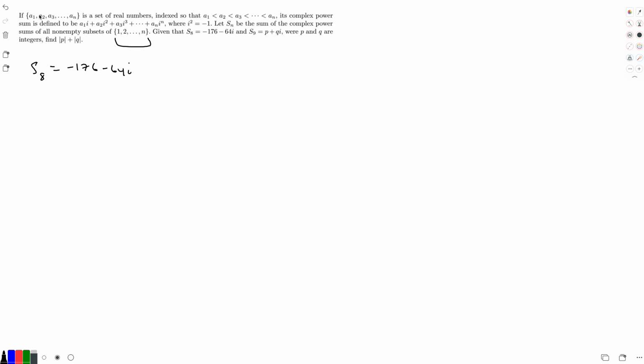For any subset a1, a2, a3, all the way until an, we choose a certain subset. Then for that subset, we do this complex sum to get that subset's complex sum. Then we sum over all the subsets to get our complex number sum for the total thing. We're given that S sub 8 is equal to negative 176 minus 64i. So now the natural question is, how do we get from S sub 8 to S sub 9?